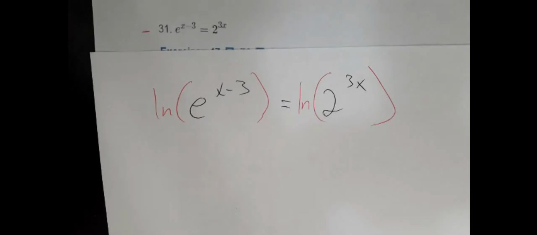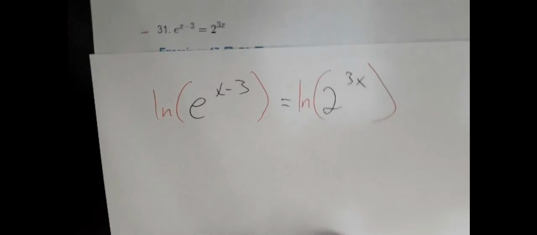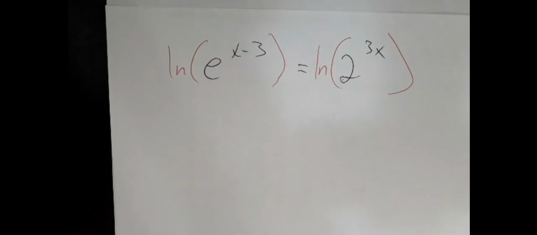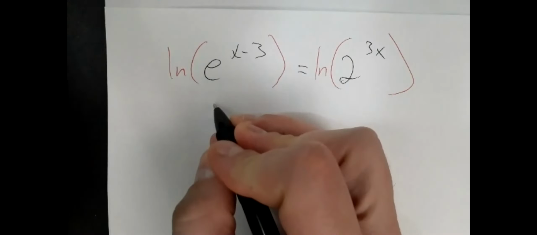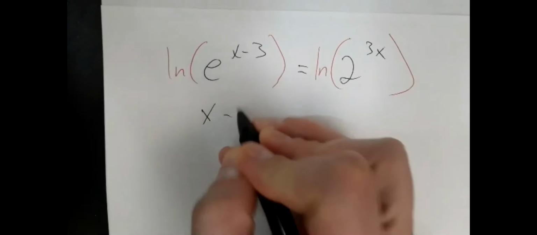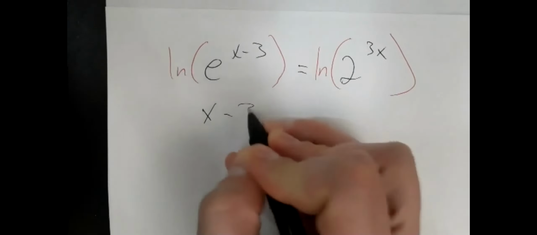If we do that to the left side, what's happening over here on the left? What is that spitting out? x minus 3, hopefully. This is ln, I'm going to write it out, 2 to the 3x. This side looks pretty good.